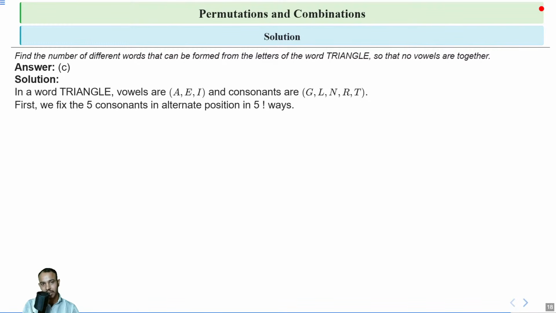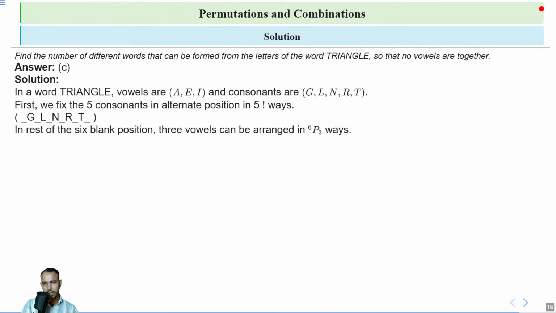So first fix the 5 consonants in alternate positions. In how many ways can you fix 5 consonants in the alternate positions? That is 5 factorial ways. Okay. So you can see here we fixed 5 consonants in alternate positions in 5 factorial ways. In the rest of the 6 blank positions, you have to select 3 vowels. In the rest of the 6 blank positions, 3 vowels can be arranged in 6P3 ways.